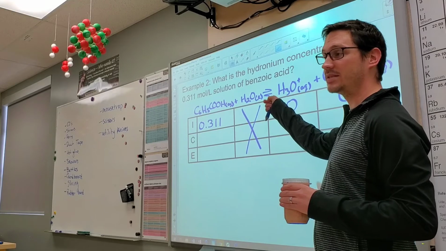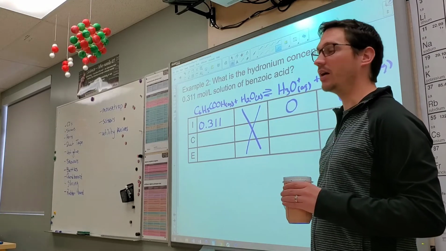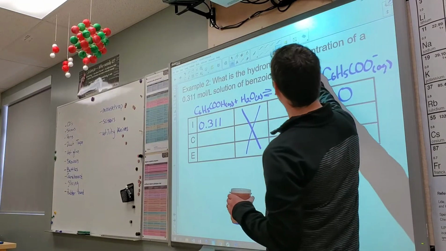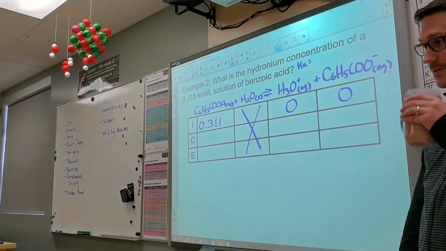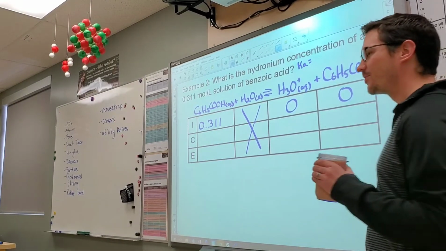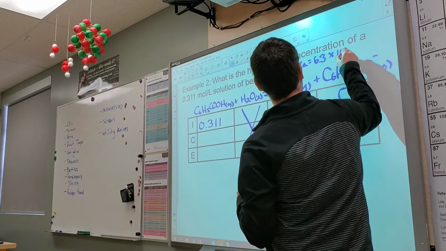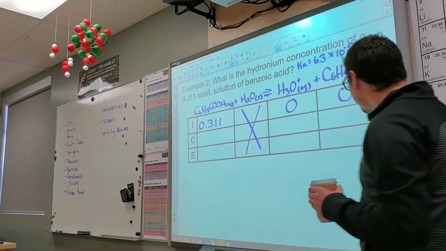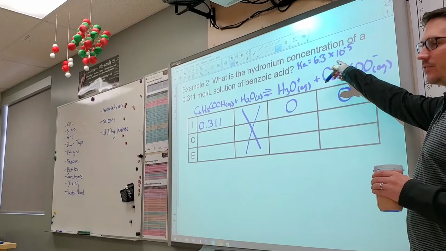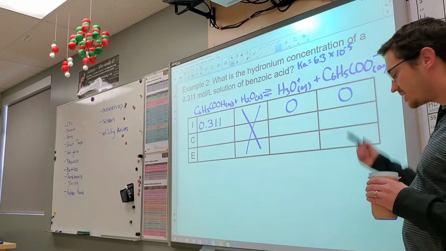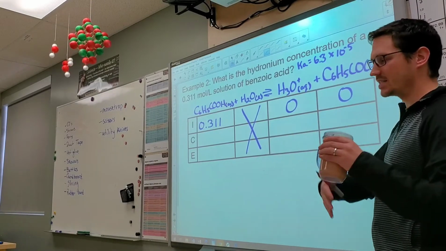In your data booklet, does it give any information about equilibrium? Yes, it gives you the Ka value, right? What is the Ka value for benzoic acid? 6.3 times 10 to the negative 5. Okay, if that's the only information we have about equilibrium, then we have to resort to using variables as placeholders, right?